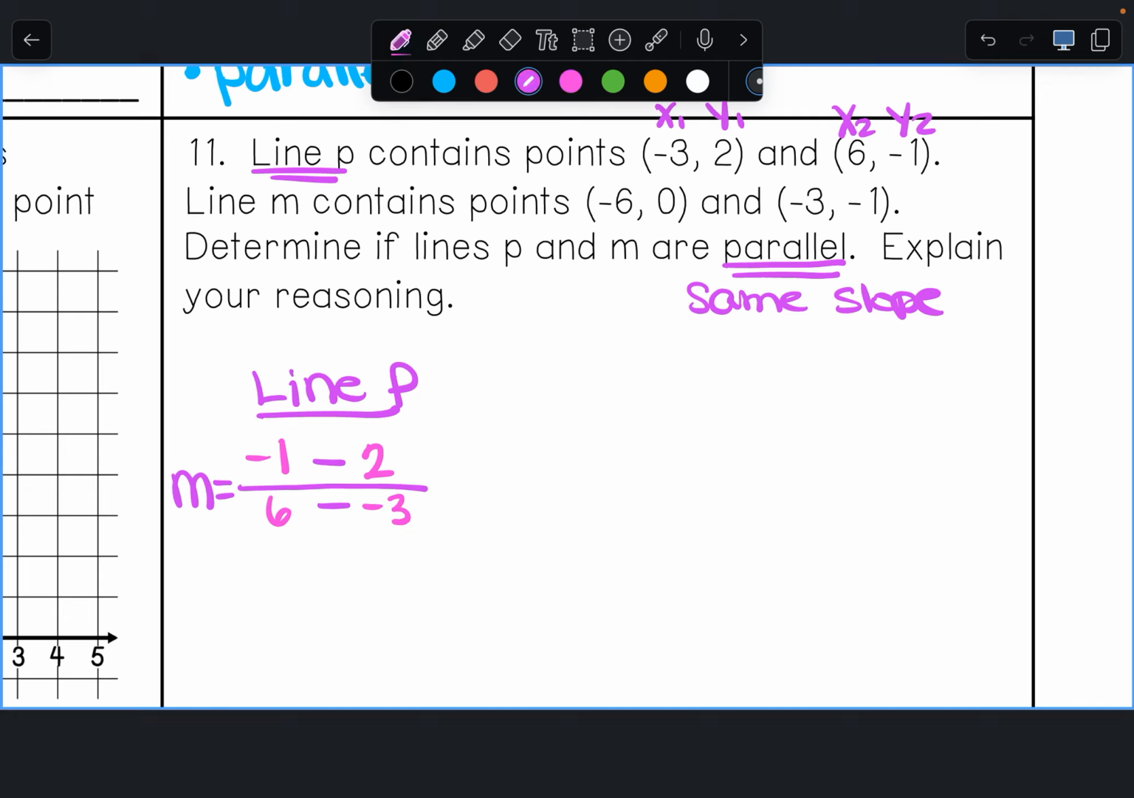So let's find that slope for line P. Type that in my calculator. -1 minus 2, over 6 minus -3. What is the result there? You get -1/3. Now we do the same thing for line M.